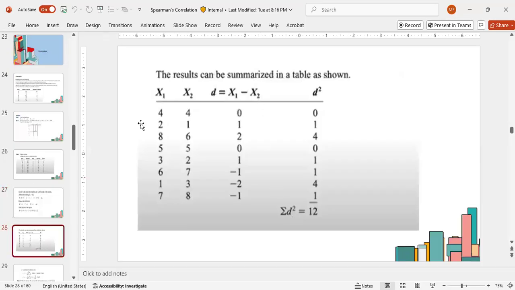This is the same table. These were the different rankings as I have already told you in this example. These are x1, x2. This is the difference. 4 minus 4 is equal to 0. 2 minus 1 equals 1. 8 minus 6 equals 2. 5 minus 5 equals 0, and so on.